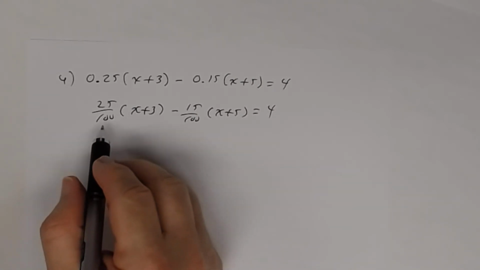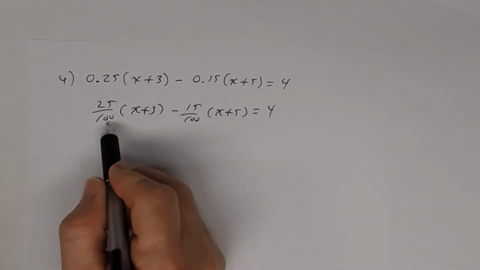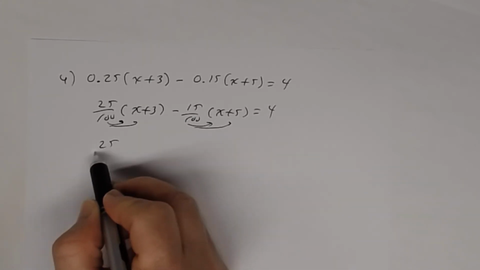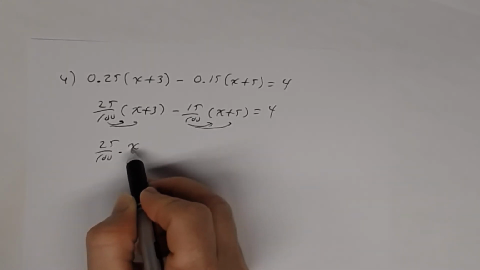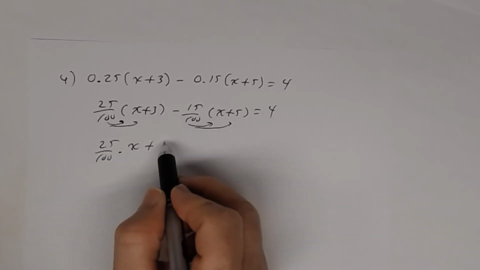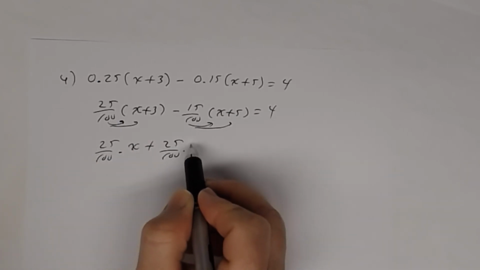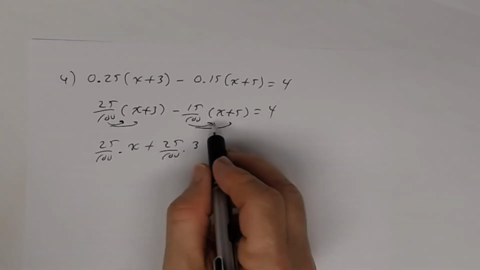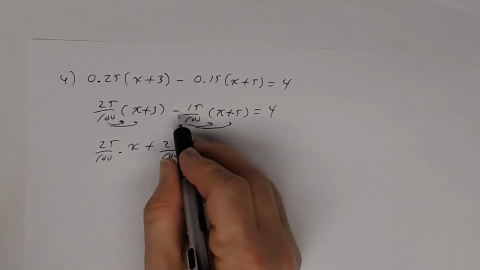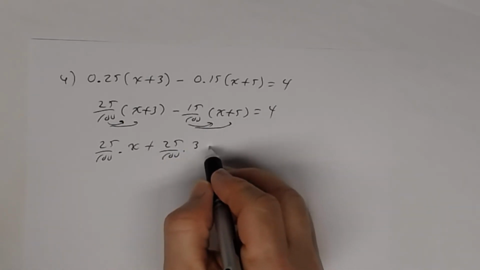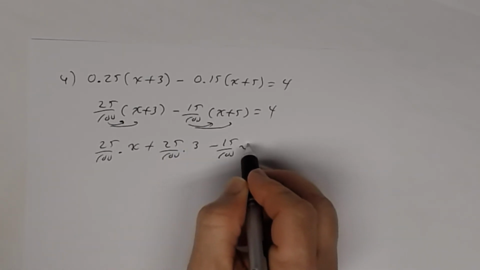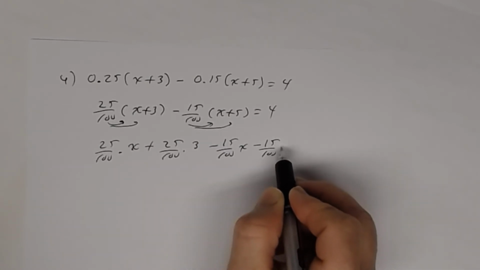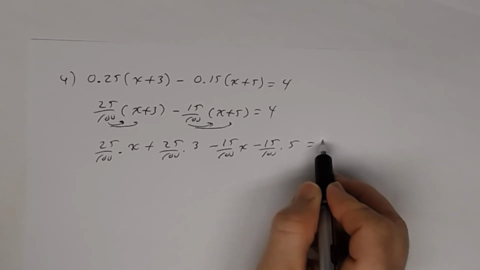All right, so now let's go ahead and get rid of the parentheses. I'm going to distribute the 25 hundredths. And so I get 25 hundredths times x plus 25 hundredths times 3, right? Okay, minus. Let's go ahead and distribute the negative 15 hundredths here. A negative 15 hundredths times x is a negative 15 hundredths x, and then a negative 15 hundredths times 5, equal 4.